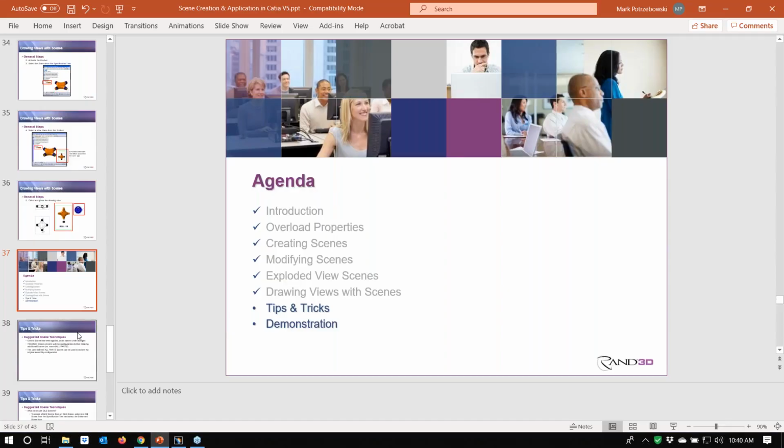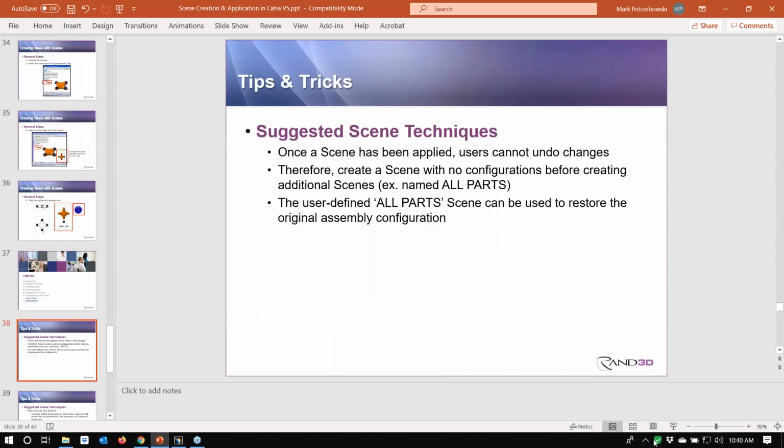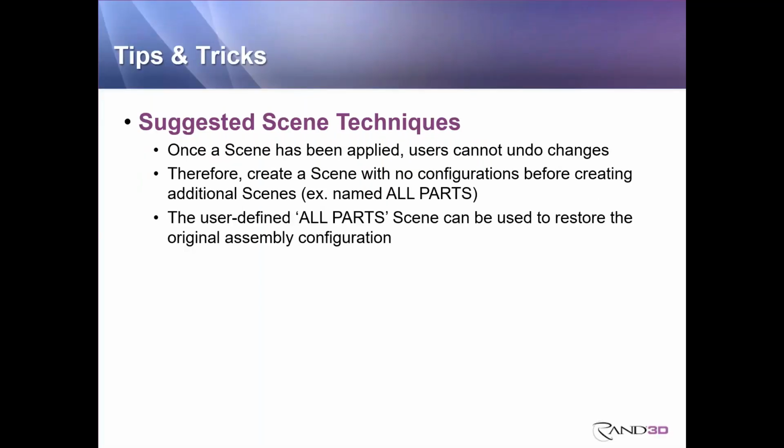Let's see, come back in here. Some tips and tricks. Suggested scene techniques. Once a scene has been applied, users cannot undo those changes. Therefore, creating a scene with no configurations before creating a scene like an all-part scene is recommended. The user-defined all-part scene can be used to restore the original assembly configurations. So they're calling it all parts. I called it default. You can call it whatever you like, but recording all the parts in their fully assembled position is going to be a safety net, if not anything else, to make sure everything goes right back the way it was.